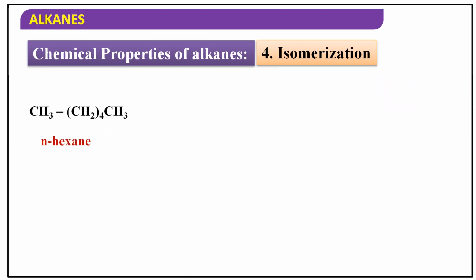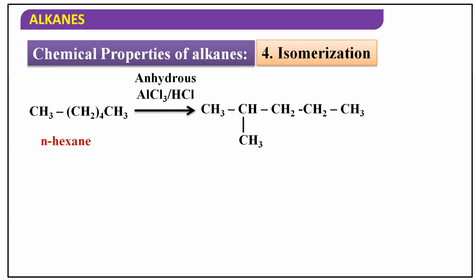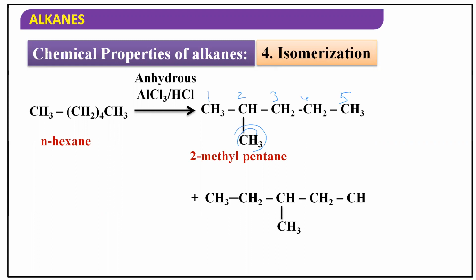So isomerization of normal hexane, all are CH2 in between, with anhydrous AlCl3 and HCl. You can see one CH3 is coming down. Remember, the name of the compound will change. It will not be hexane because it is branched now. It has a substituent CH3, and naming will start from 1, 2, 3, 4, 5. So it will be 2-methyl pentane. Second carbon, methyl has come.